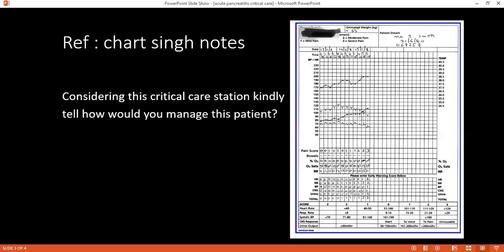According to the scenario, my provisional diagnosis is patient... First, I asked you management. You just tell me the important management points that you will take care of. Okay, we'll come back to that. All right. Considering the scenario, what is your provisional diagnosis? Considering the scenario, my provisional diagnosis is acute pancreatitis.